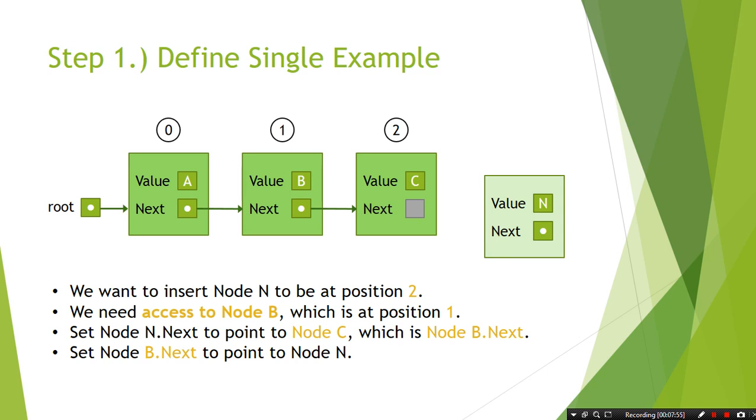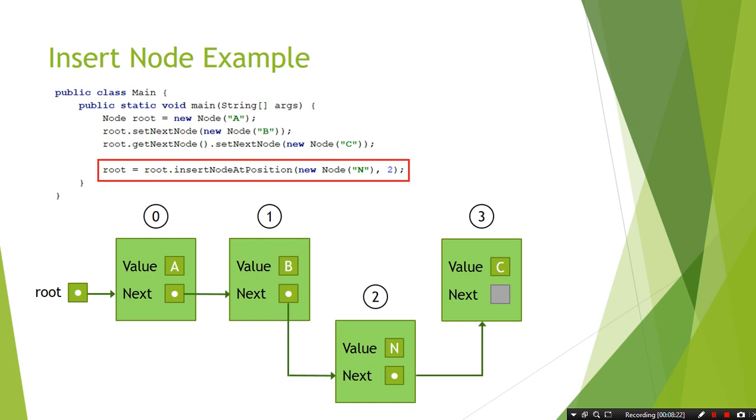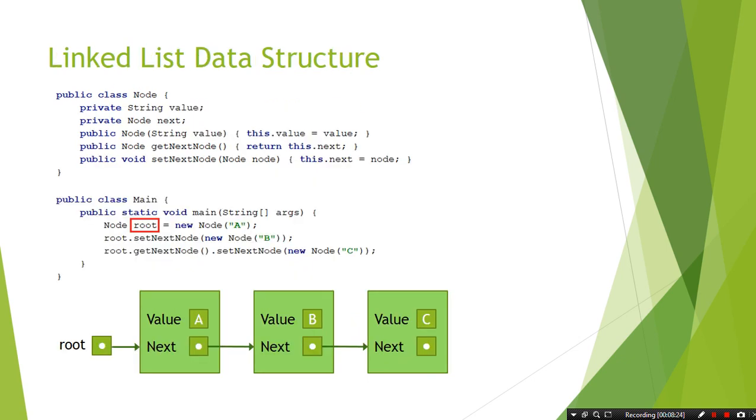So the first step is to just define a single example, and this is very easy. Basically, this is a bullet list of instructions that we can follow to accomplish that insert that we just did. So this is what we have, and we want to mathematically and algorithmically define exactly what we need to do in order to reach this end state here. The definition of an algorithm is an unambiguous, repeatable set of instructions that you can follow so that it will always solve the problem.